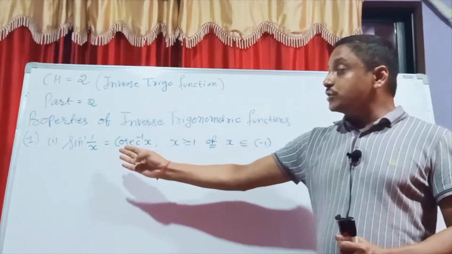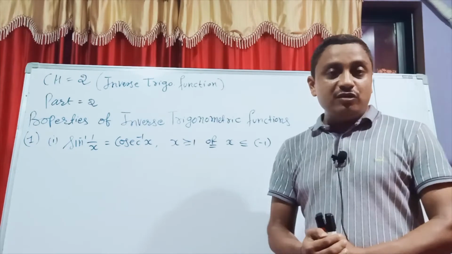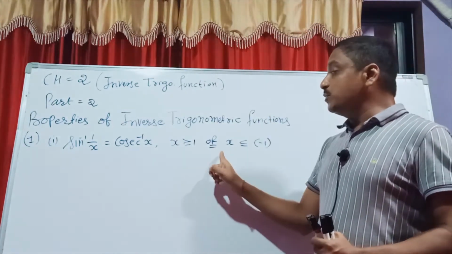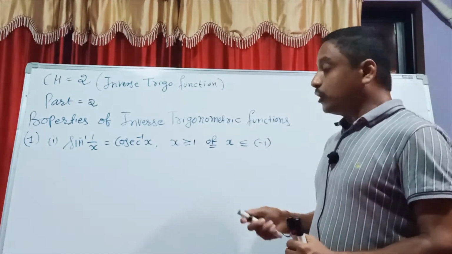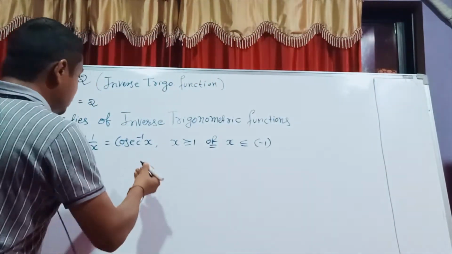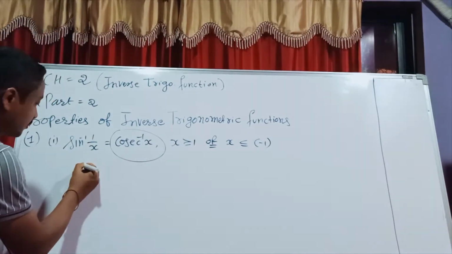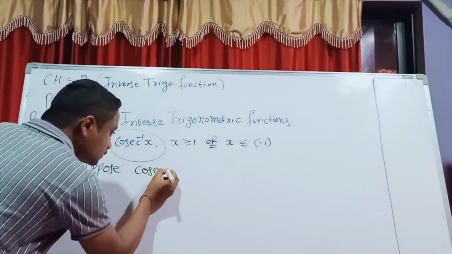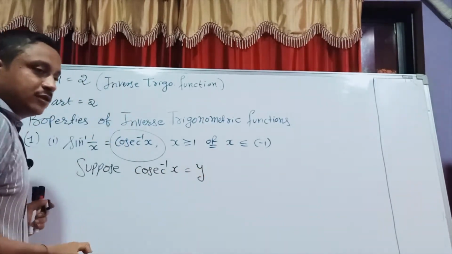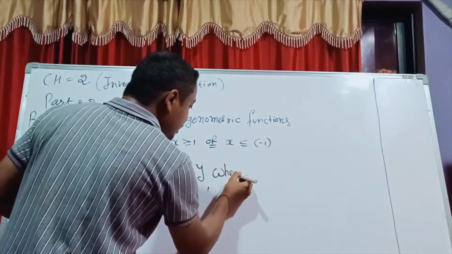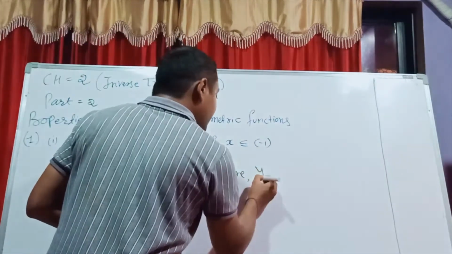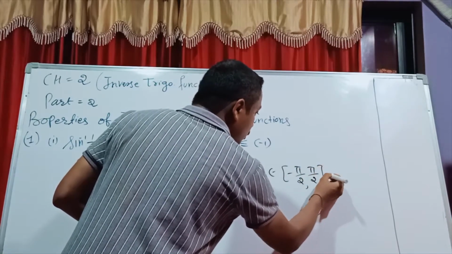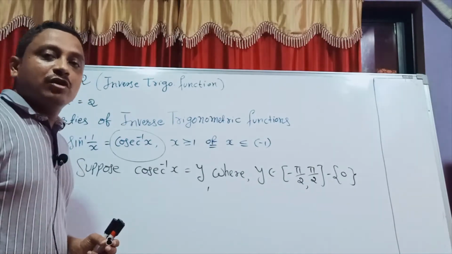So let's start. The first property: sine inverse 1 upon x is equal to cosec inverse x, where x is greater than or equal to 1 or x is less than or equal to minus 1. Students, first of all I start from here. Suppose cosec inverse x is equal to y. What is the range of cosec inverse x? It is the closed interval minus pi by 2 to pi by 2, excluding 0.